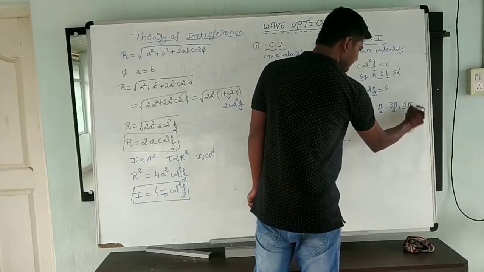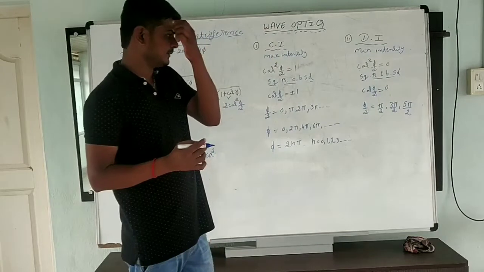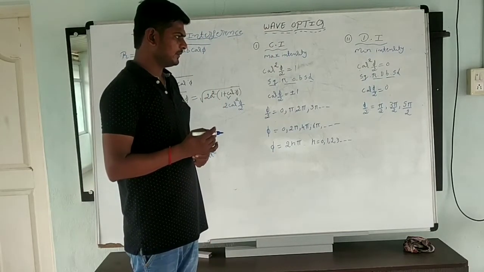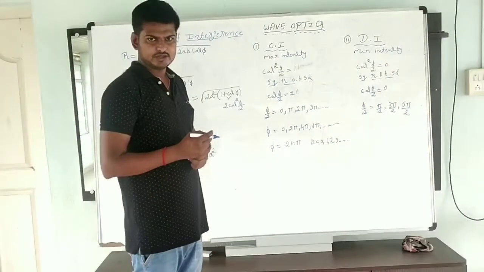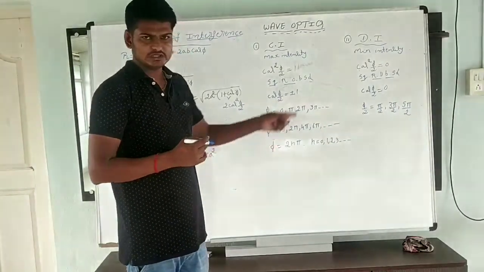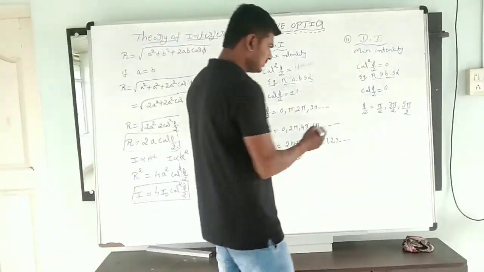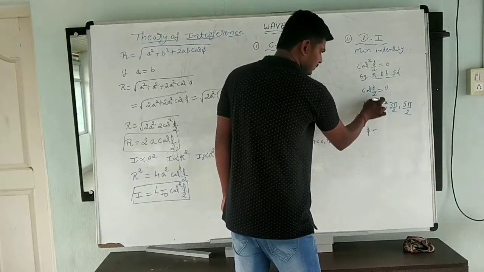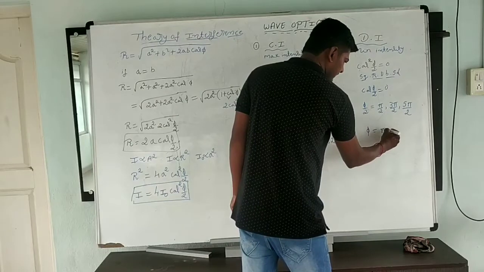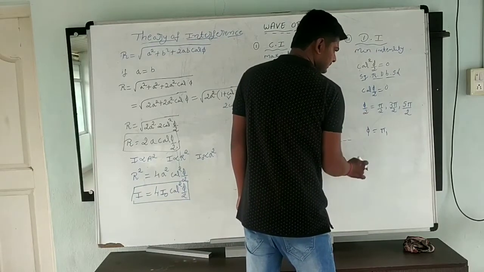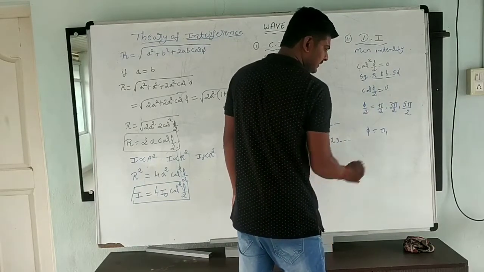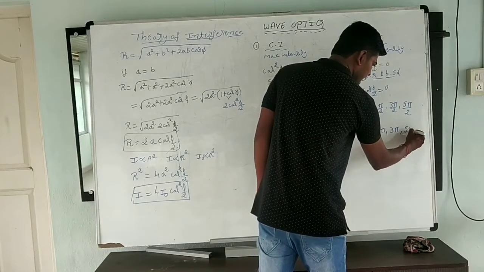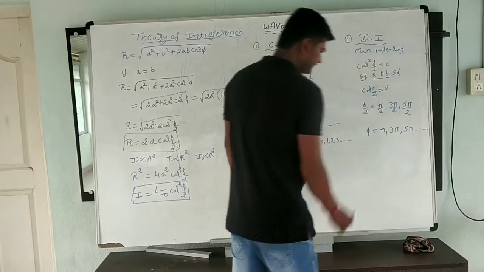Whenever you get 0, that means pi by 2, 3 pi by 2. Cos 90 will be 0, and likewise 5 pi by 2. Like that you will get the 0 values. Now the phase difference is equal to what? I am going to take the 2 here. 2 pi by 2 means pi. 6 pi by 2 means 3 pi. It will be 5 pi, etc.